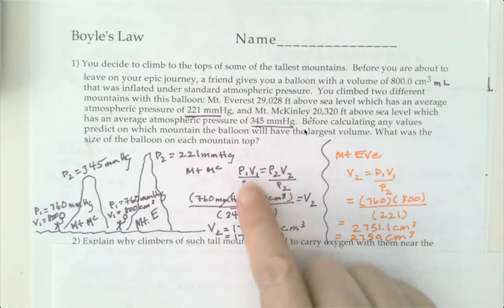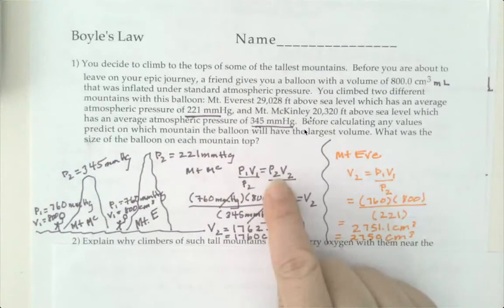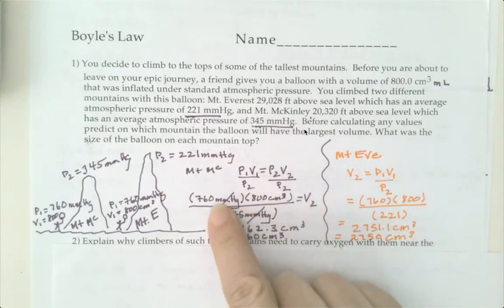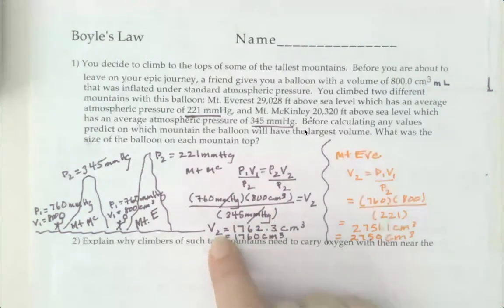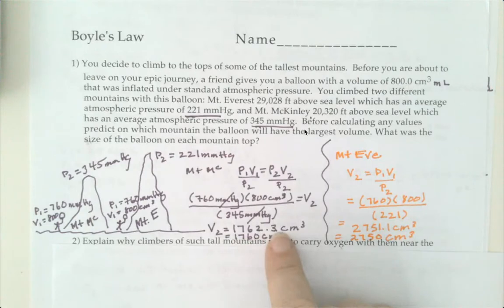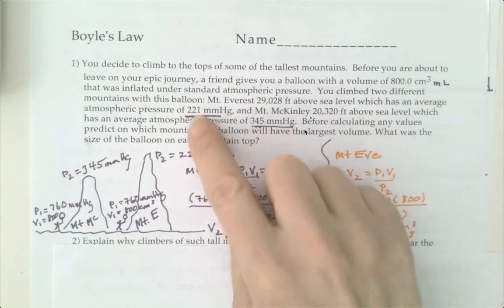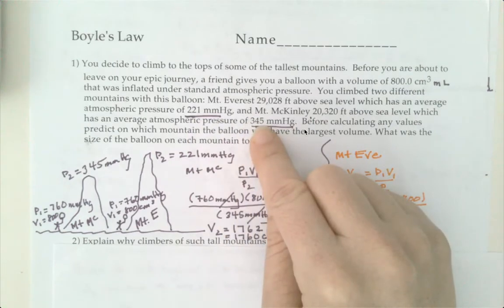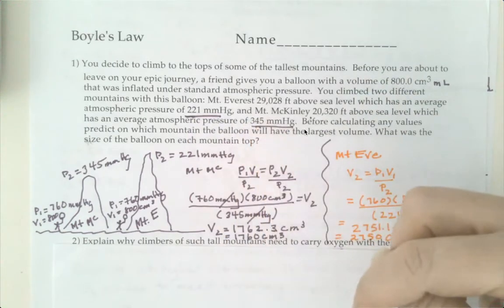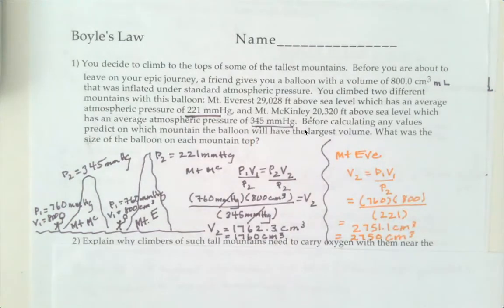So what I did was I rearranged P1V1 equals P2V2 to solve for V2. I plug in my values, initial pressure times initial volume divided by final pressure, and I get a volume in my calculator of 1,762.3. When I look back at the number of significant digits that are given, here the volume is 4 significant digits, but the pressures are given in 3 significant digits. So the answer on this worksheet is very particular about reporting to proper sig figs.